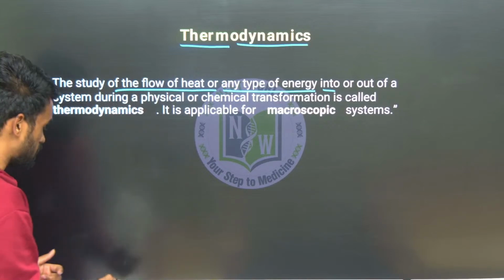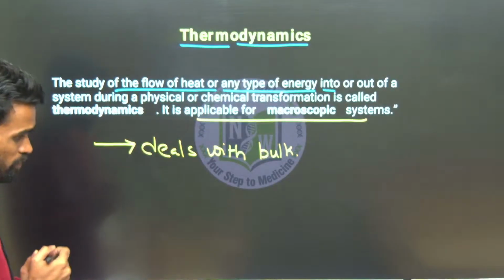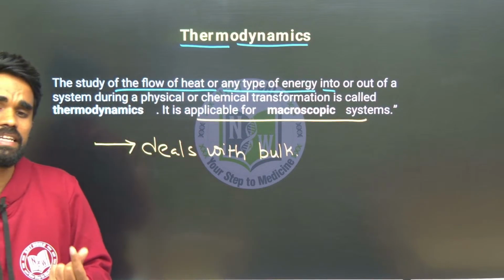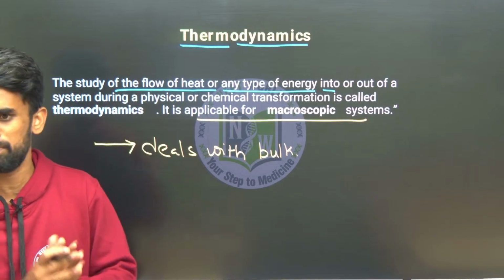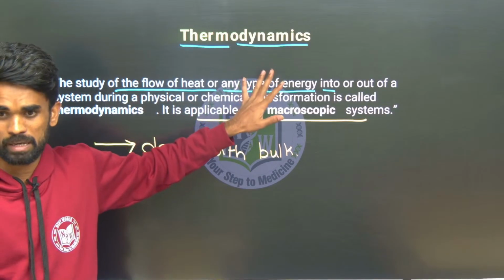Now, thermodynamics deals with bulk properties. What do we mean by bulk? Like a large amount of substances. So thermodynamics is applicable for macroscopic systems, meaning larger amounts. When it comes to smaller amounts, like microscopic systems, we study that in statistical thermodynamics. That is not part of our syllabus. So this is about the properties of bulk matter.